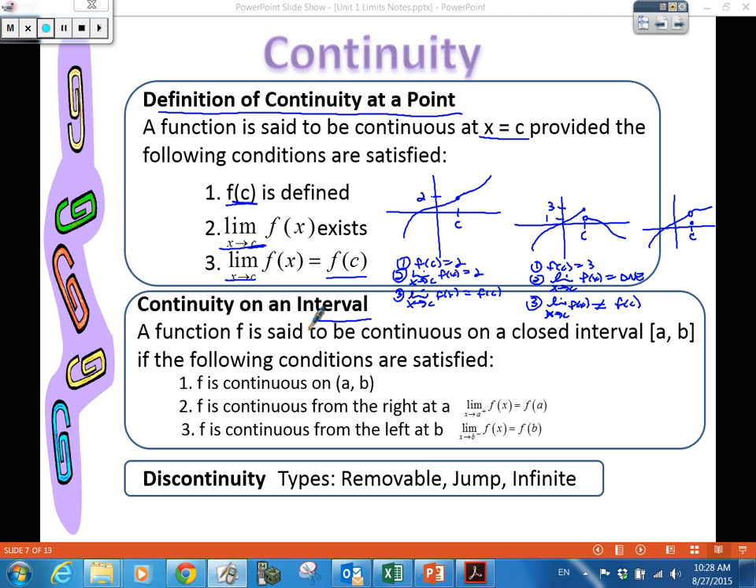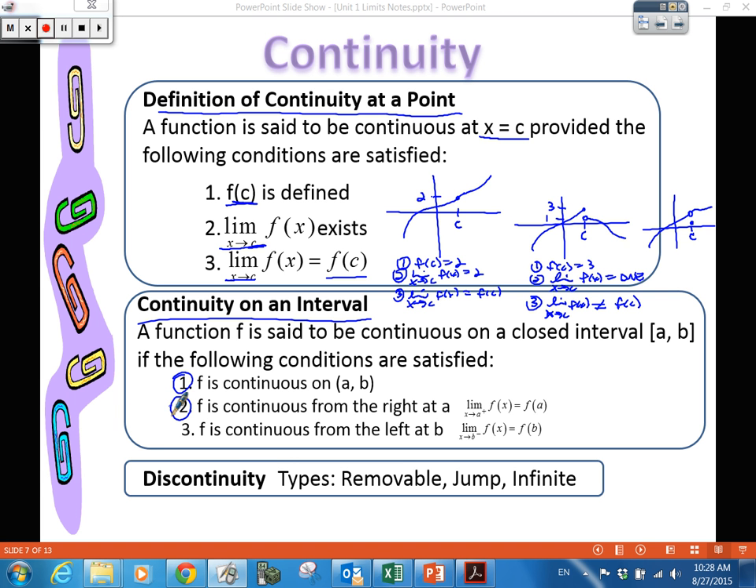So continuity on an interval is also important. It's not quite as used much as the continuity at a point, but we still need to understand what that is. So to determine whether we're continuous on an interval, we have 3 criteria that we have to abide by. So number 1, the function must be continuous on the open interval. Okay, so we must have some way of determining whether the function is continuous on the open interval. Number 2, the function has to be right continuous.